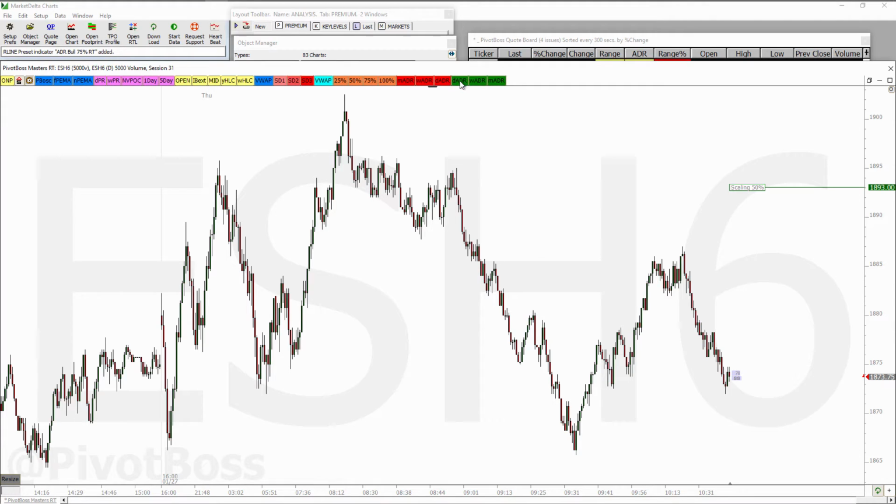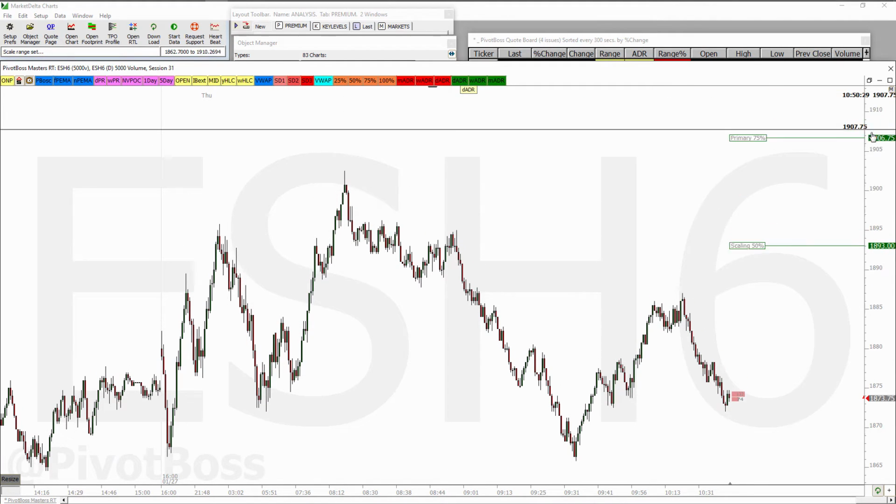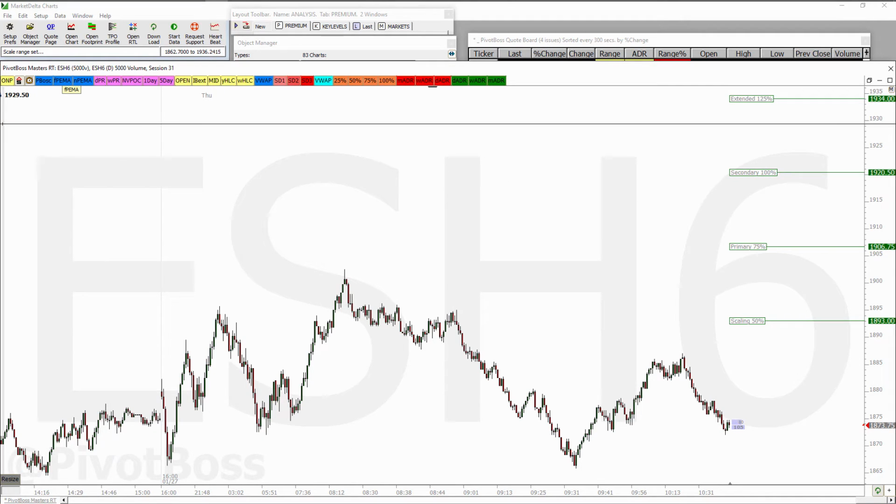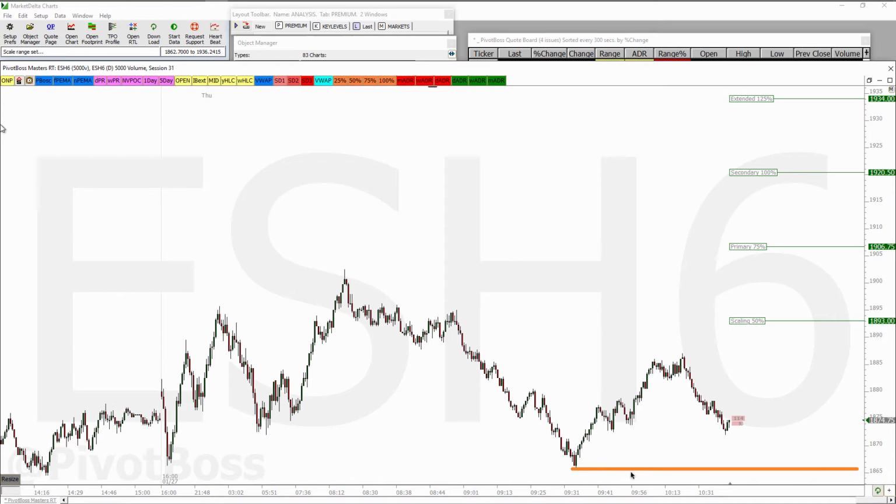So if I click this target, you're going to see flags that pull up on the right. And this is in market delta. So these four flags are being calculated from this low right here. So this low plus 54.75 points gets you this level.